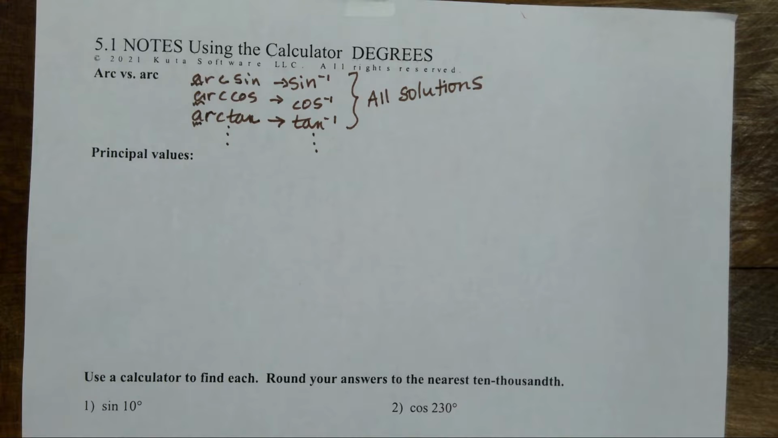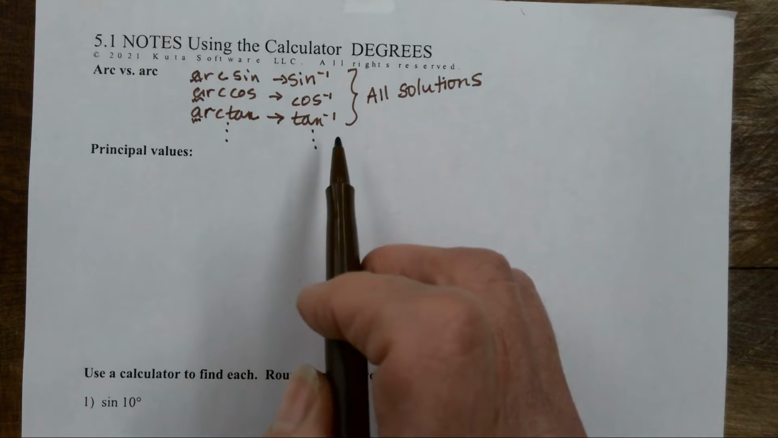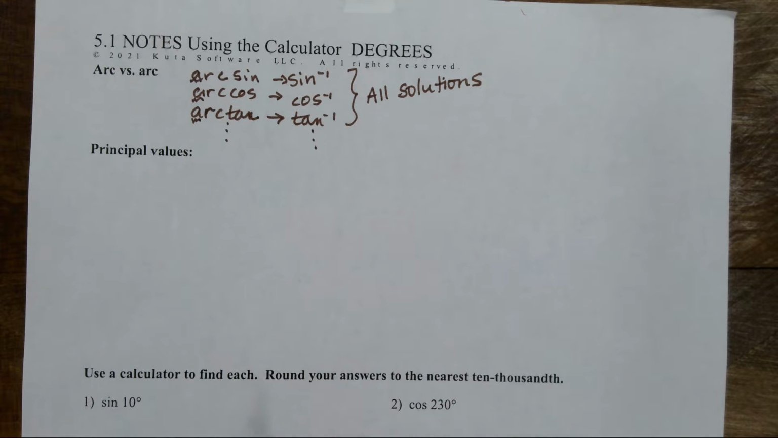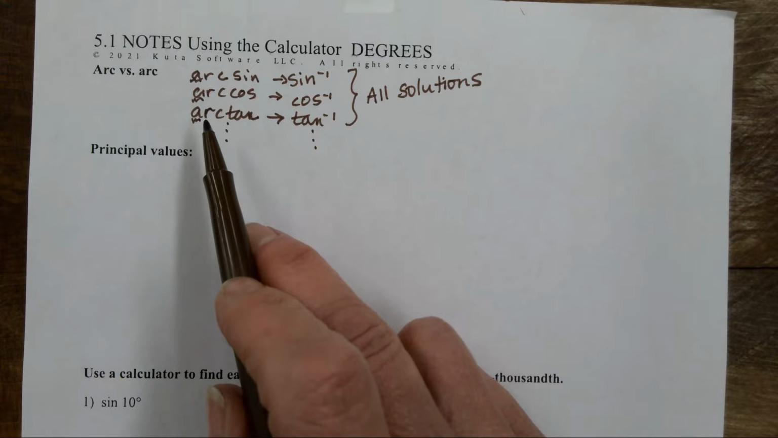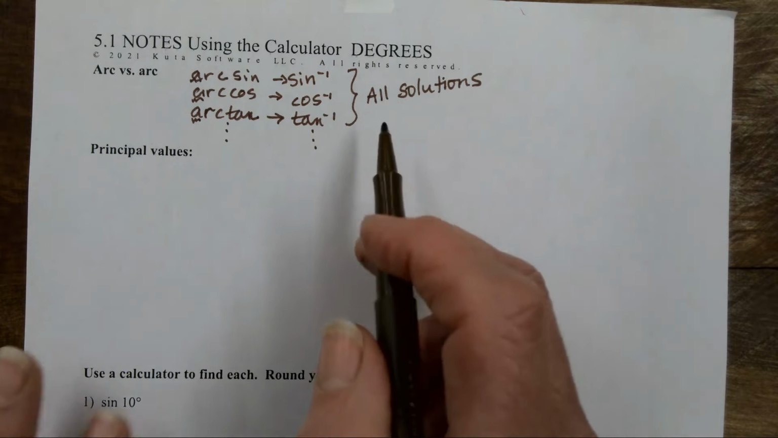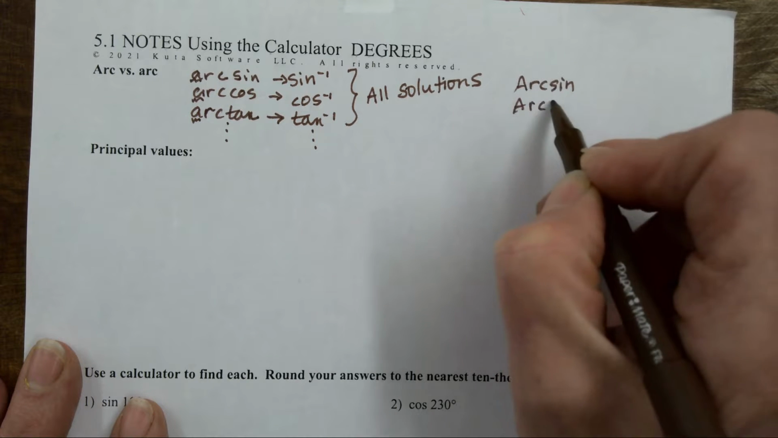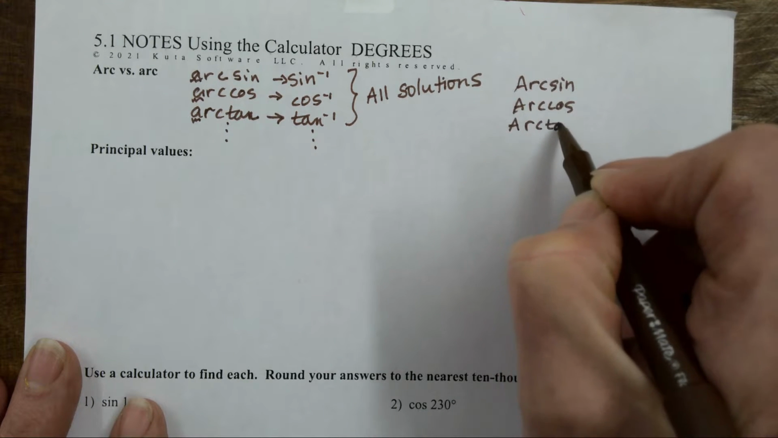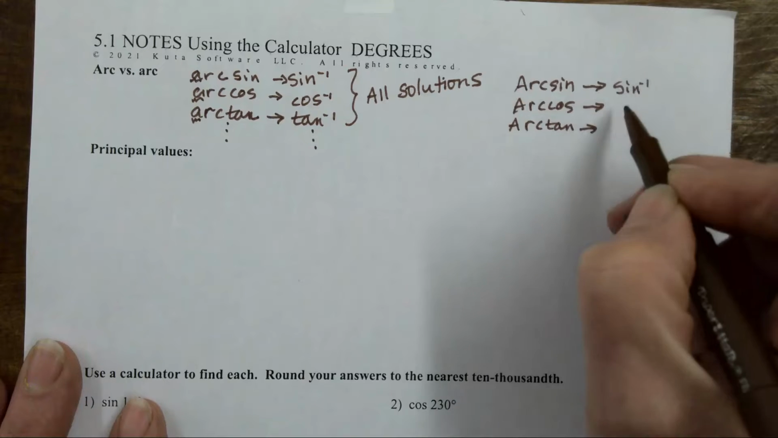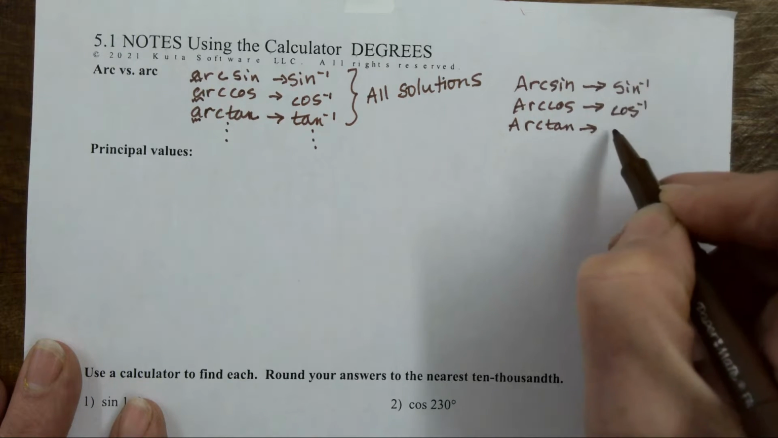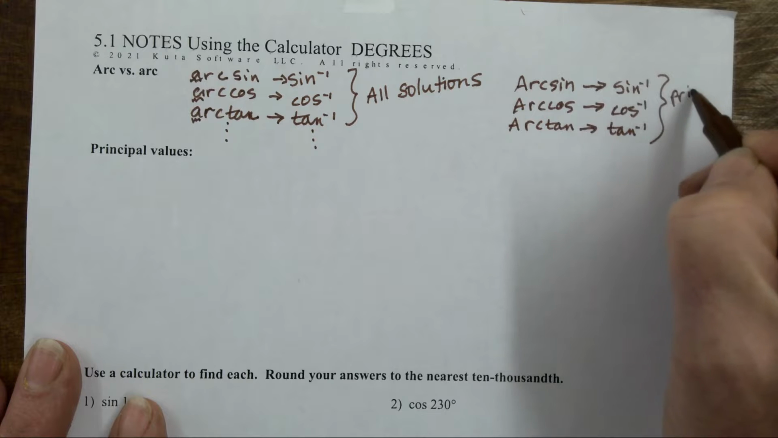So when we get a value, an inverse sine, inverse cosine, inverse tangent, I'm getting back to an angle measure. And when I get back to that angle measure, if the original problem was a lowercase a, then we're talking about all solutions. When we change it to the capital A, Arc sine, Arc cosine, Arc tangent, we are still doing the inverse sine, inverse cosine, and inverse tangent, but now this represents principal values.